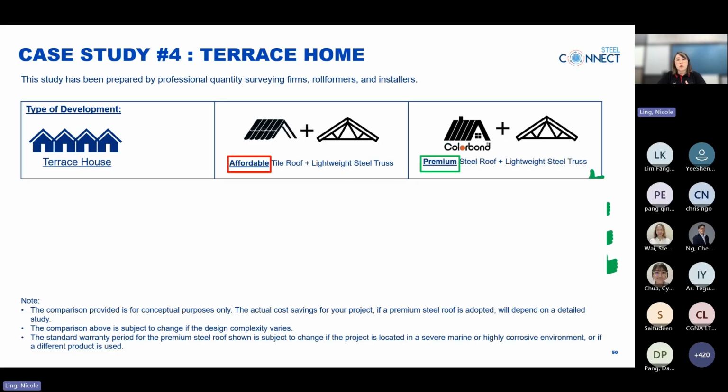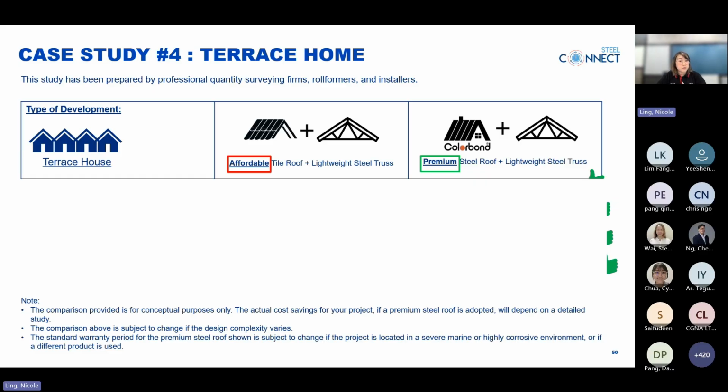For terrace home, we took the study one step further. In this case study 4, we compare affordable tile roof against premium steel roof to understand the cost-performance trade-off across different roofing tiers. This is not a head-to-head comparison. This is an affordable versus premium evaluation. And here's the interesting part.